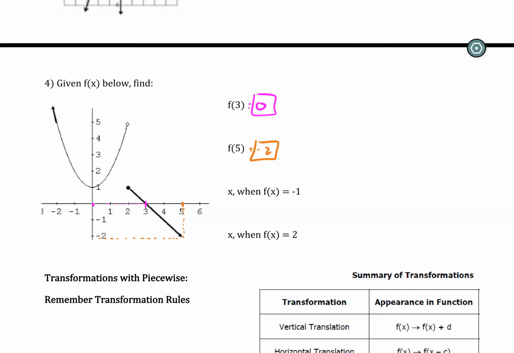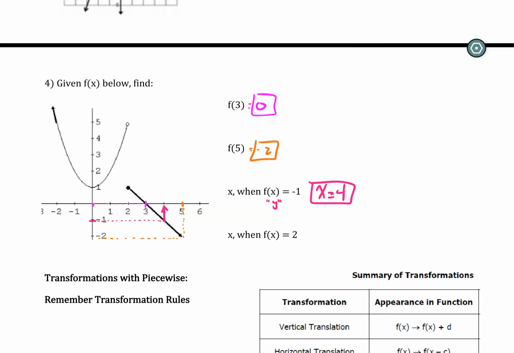My next one: what is x when f of x is equal to -1, aka when is my y equal to -1? So go to my y-axis, look for -1. I scroll, in this case, left and right, so I can go all the way over to here, right? And that gives me an x value of 4. So when x is 4, y would be -1.